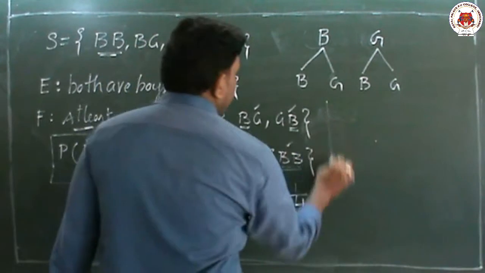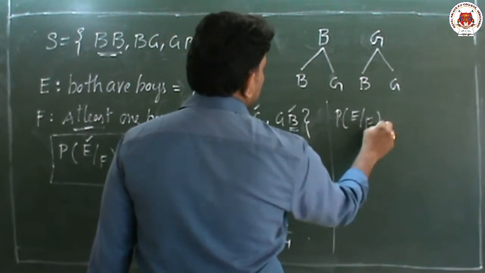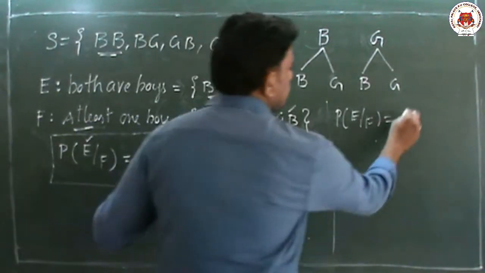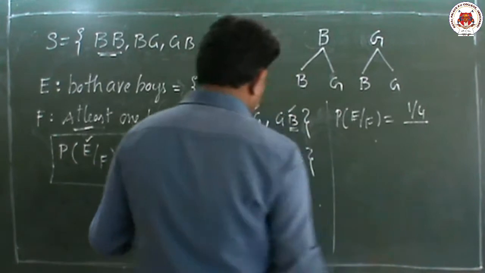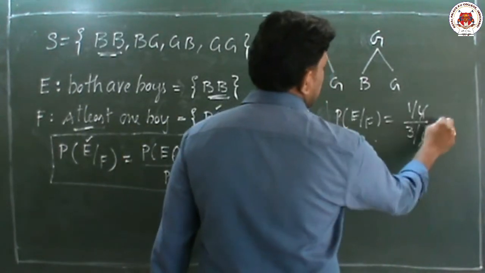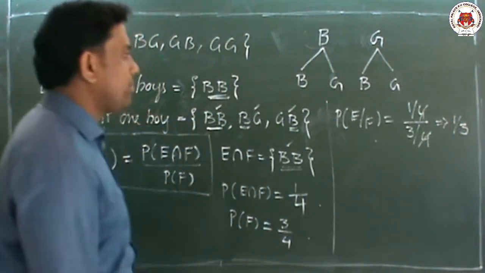Now you put it in the formula. What is the formula? P of E by F. If you substitute in this formula, P of E intersection F is 1 by 4 and P of F is 3 by 4. Then the 4 gets cancelled. Then what is the answer? The answer is 1 by 3.